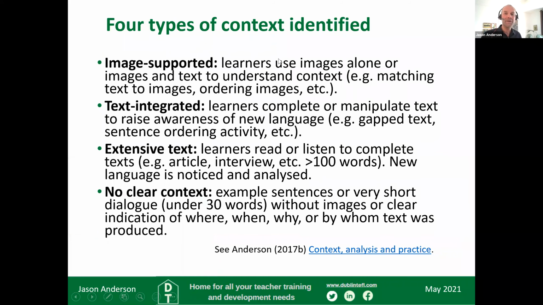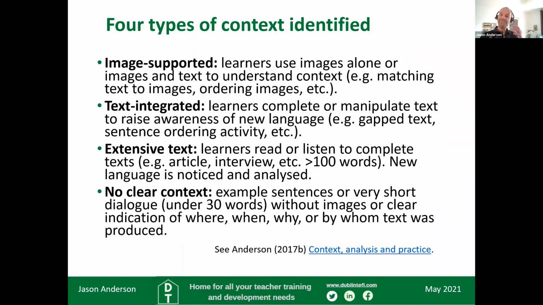Anyway, 4 types of context I identified in this research. Image-supported context, where at the start of, before a piece of language, learners use images alone or images and text to understand it. In other words, for example, as a teacher, you might come into the room with some images of before and after, and you could use those images to teach new language. Wasn't very common in the coursebooks, actually.